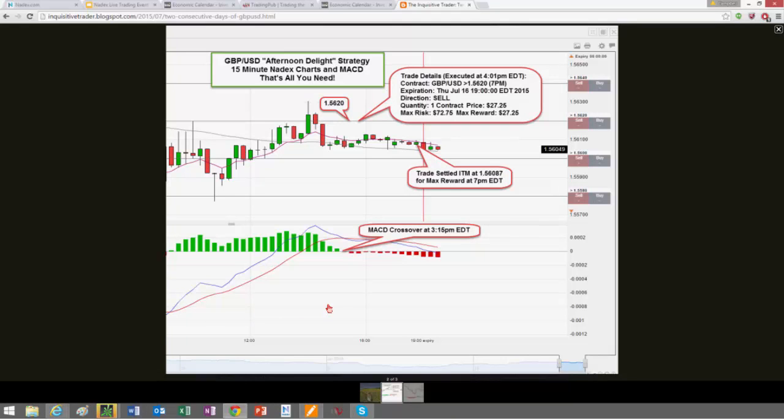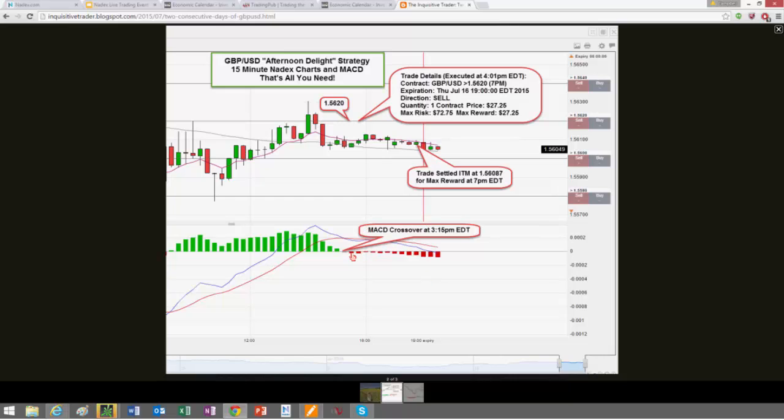What you're looking for, I'm going to pull up 15-minute charts for the pound dollar, and you want to look after afternoon, preferably after 1 o'clock in the afternoon. What you want to look for is a crossover in the MACD. And in this case, it crossed over from bullish to bearish. The minute you see that crossover, in this case bearish, sell from the first strike price above with a 7 o'clock expiration.